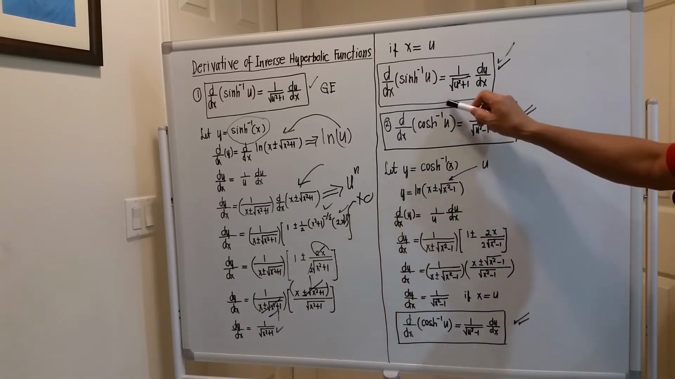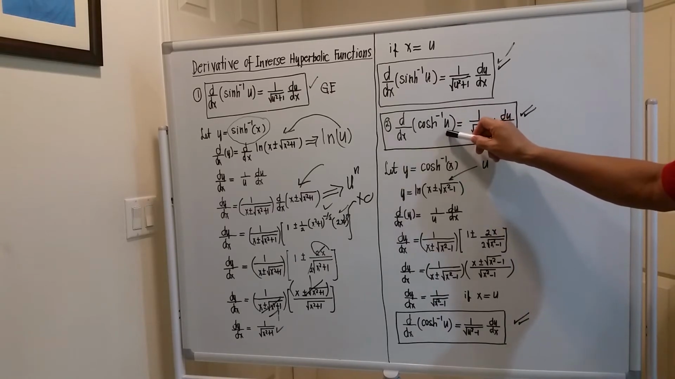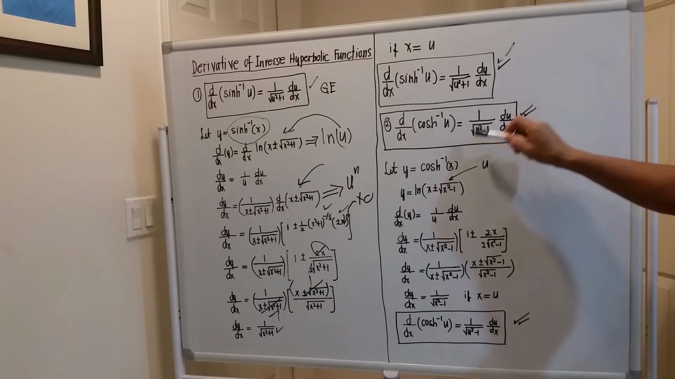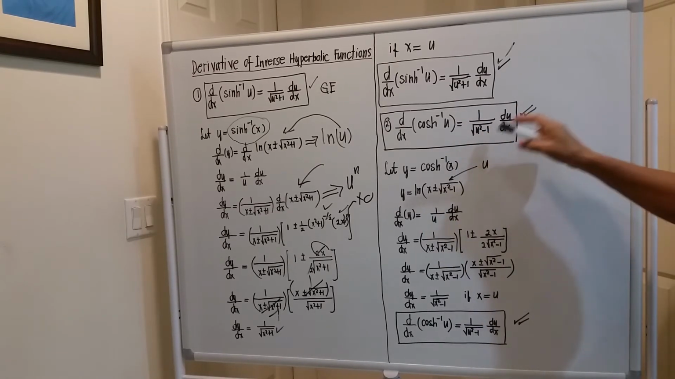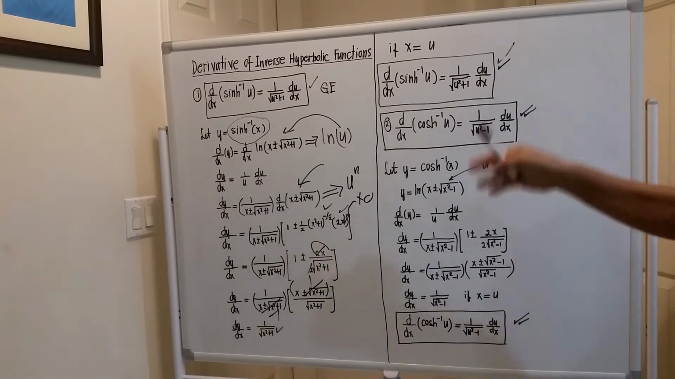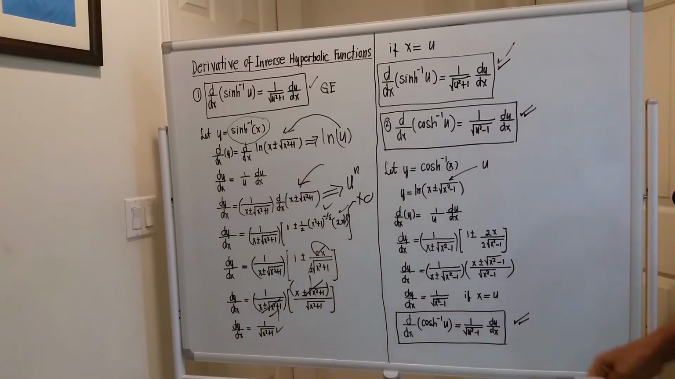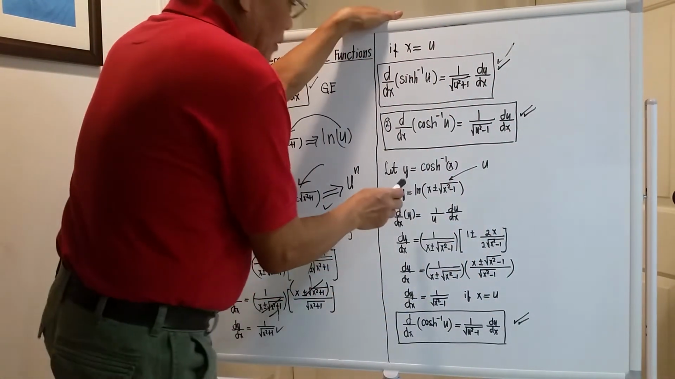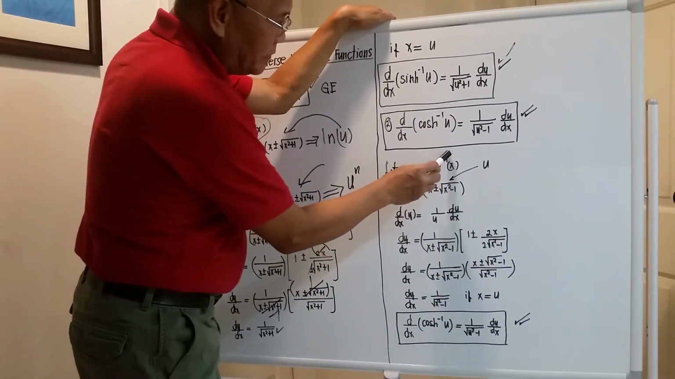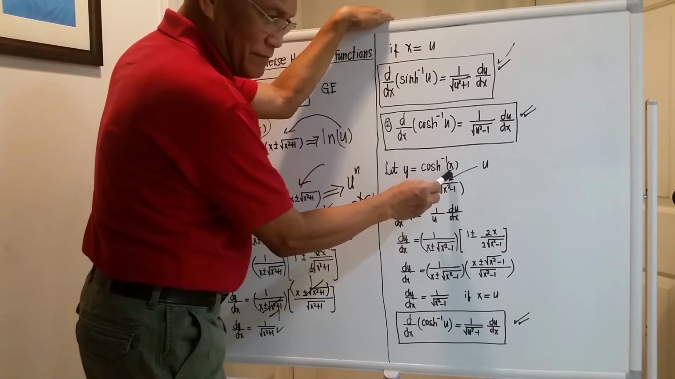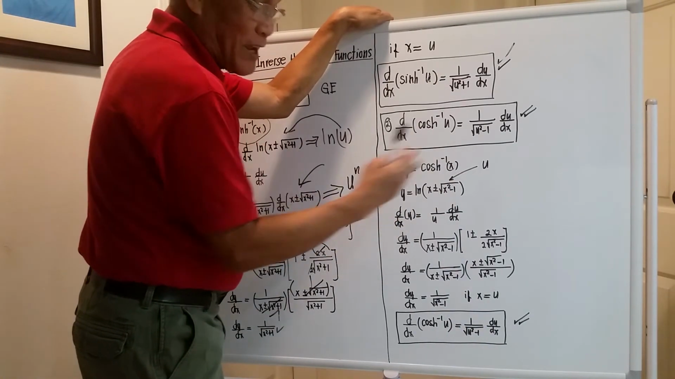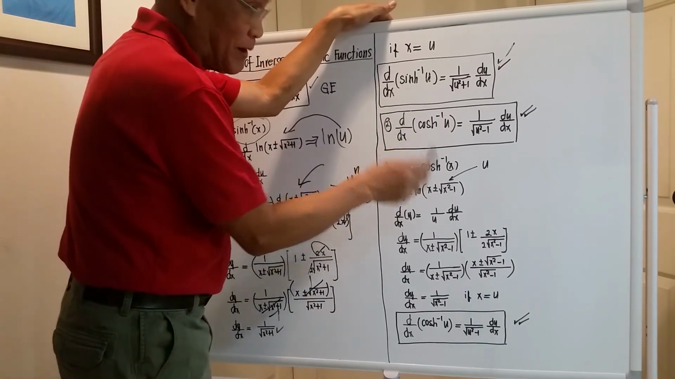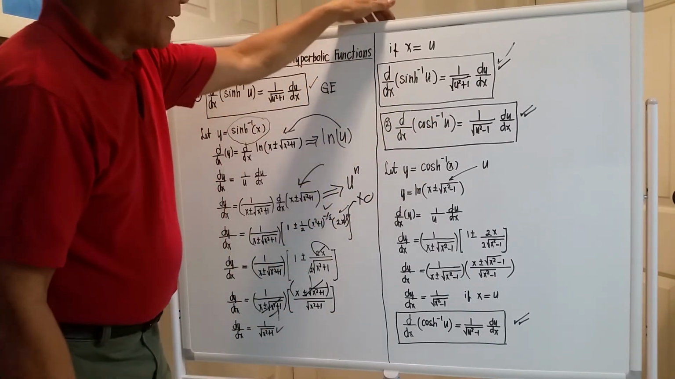Formula number 2 is the derivative of inverse hyperbolic cosine of u. I place it here: it should be 1 over the square root of u squared minus 1 times du dx. Okay, let's try to bring out the derivation of this, same as the first one. We let y equal inverse hyperbolic cosine of x. It's not hyperbolic sine, we are done with that one. We are on formula number 2, inverse hyperbolic cosine.